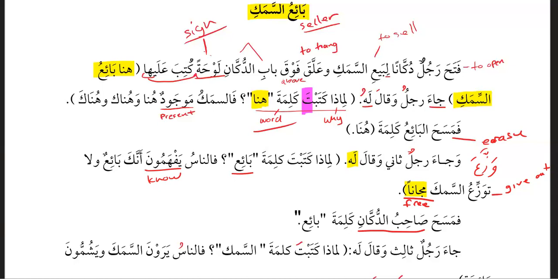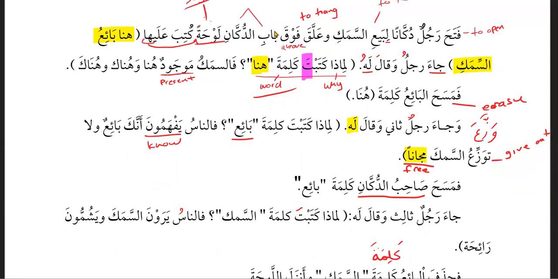نعم. جاء رجل ثالث وقال له. A third man came and he said to him, لماذا كتبت كلمة السمك؟ Why did you write the word fish? So why have you written the word السمك, fish? فالناس يرون السمك. The people يرون السمك, from رأى, to see. The people can see the fish.